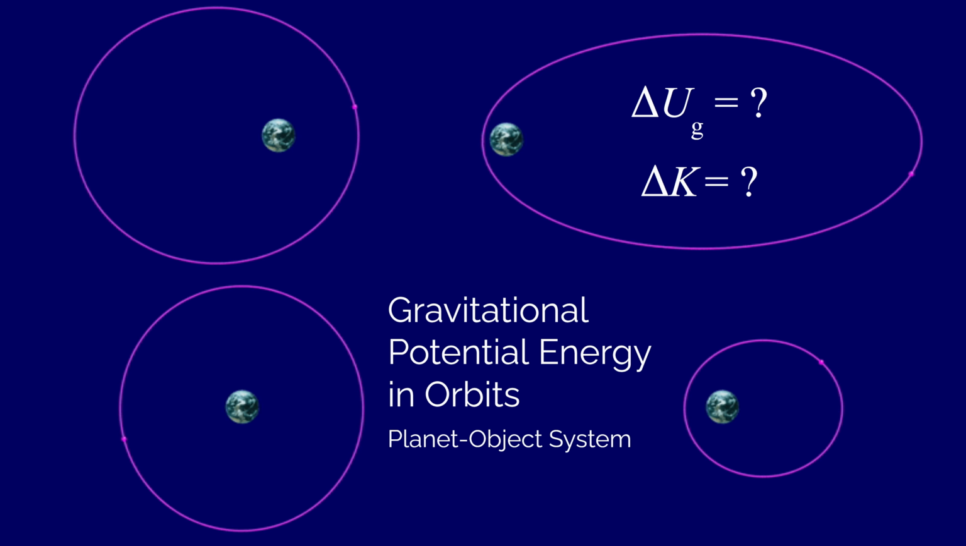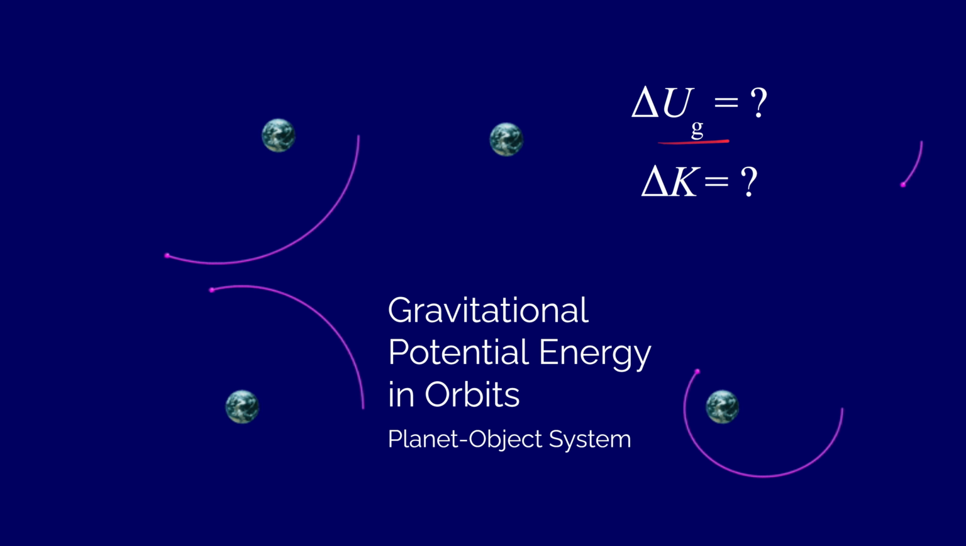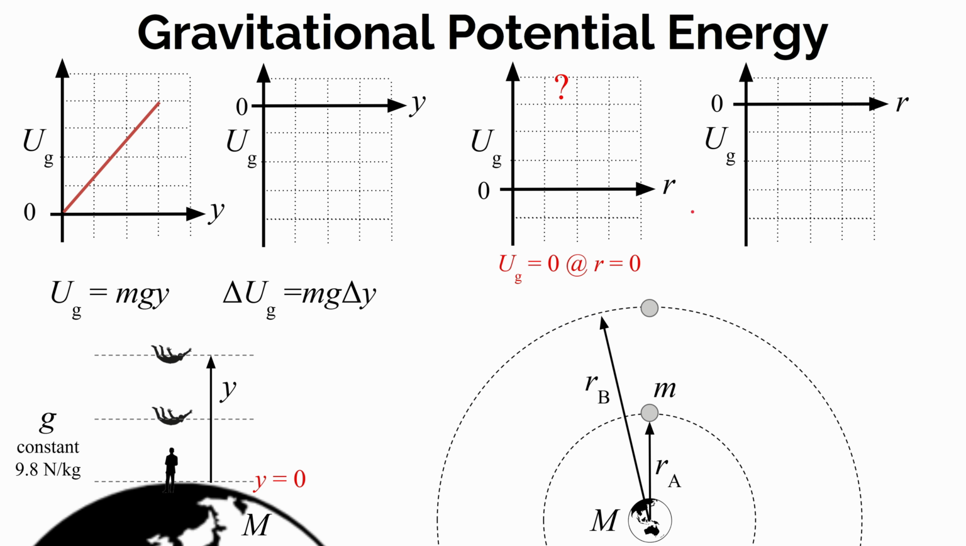In this video, I'm going to talk about how to think about the gravitational potential energy stored by a planet and an object orbiting it, and how we can actually calculate the gravitational potential energy of the system, and how to think through how the gravitational potential energy changes of that system, and then therefore the kinetic energy also changes.